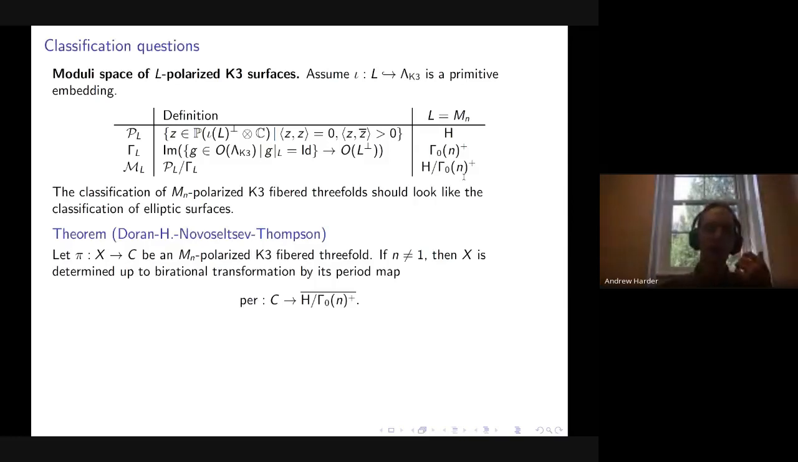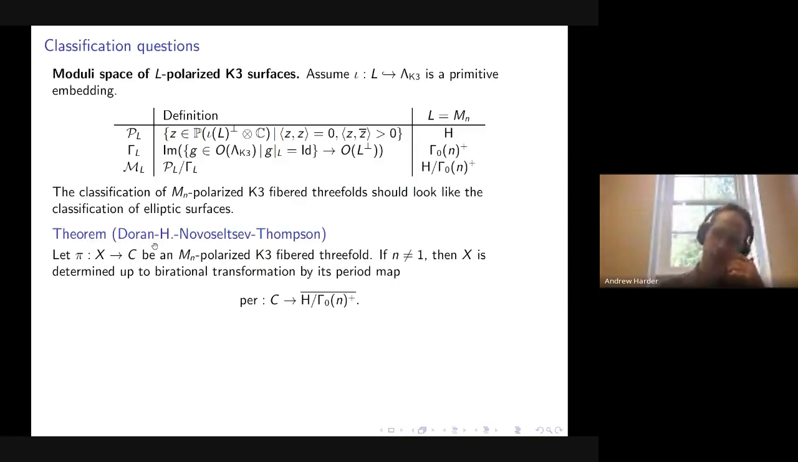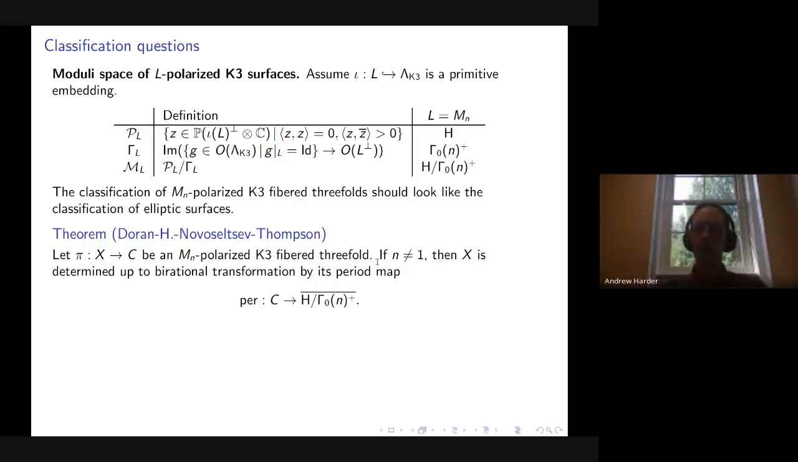So if you have a K3 fibred threefold, so nothing about Calabi Yau here, just a K3 fibred threefold, so that there's an Mn lattice polarization on this, and if n is not equal to 1, then we actually can do better than Kodaira's theorem. We can classify these K3 fibred threefolds by just their period maps, from the base curve to some compactification of this modular curve, or maybe smooth compactification, normalization. Okay, so this is very nice.